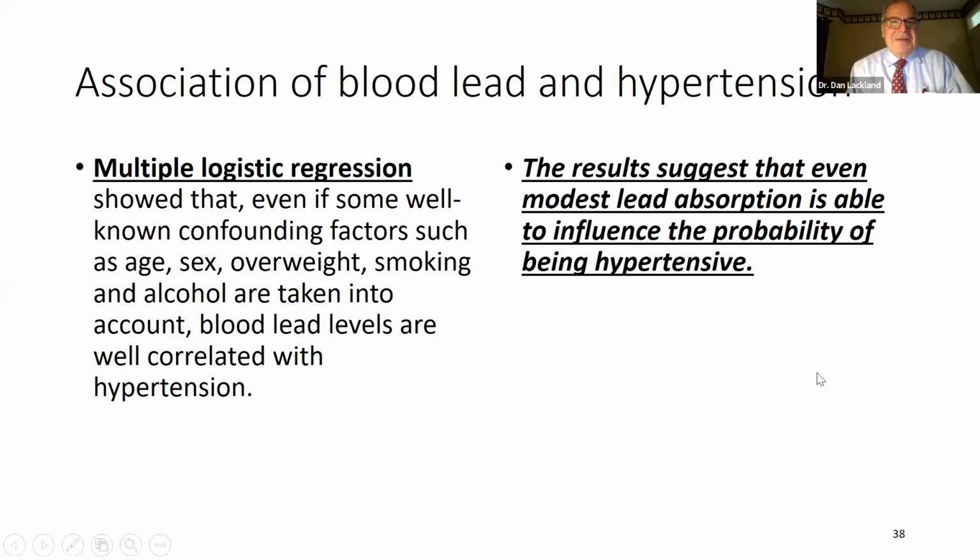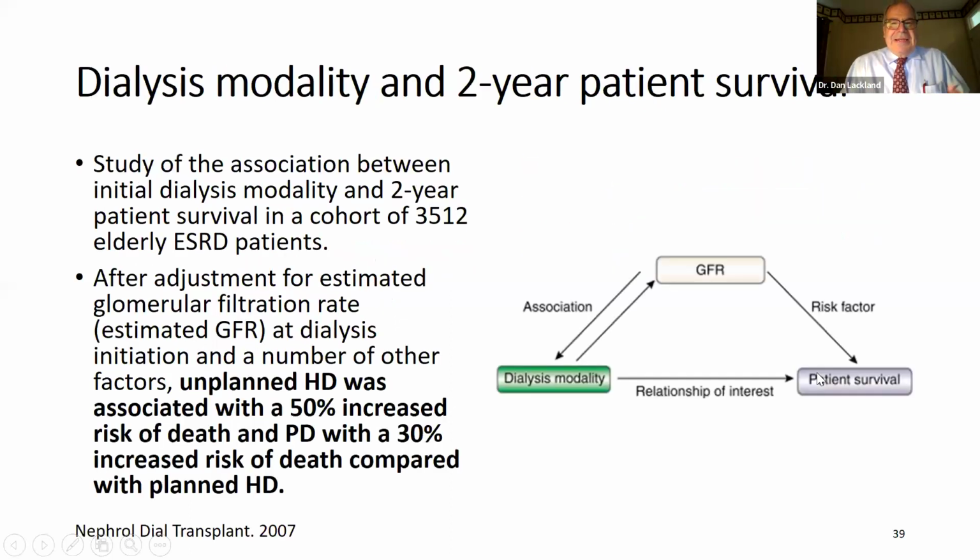Very well stated. Let's go into a little bit more, and I think these are a couple of examples moving forward that are going to be really clear, where both Dr. Welton and Dr. Weber bring things that we're very familiar with. So here is a simple study looking at the dialysis modality and 2-year patient survival. And this is a study of the association, again, between the initial dialysis modality and a 2-year patient survival.